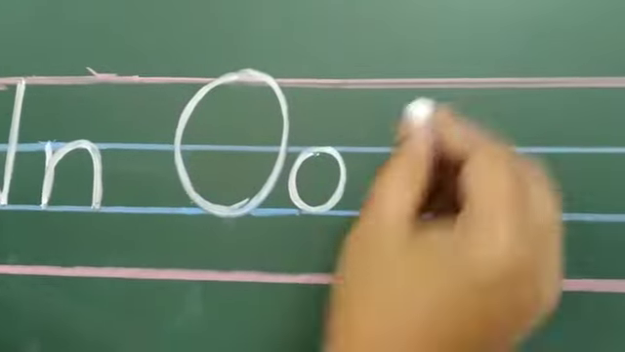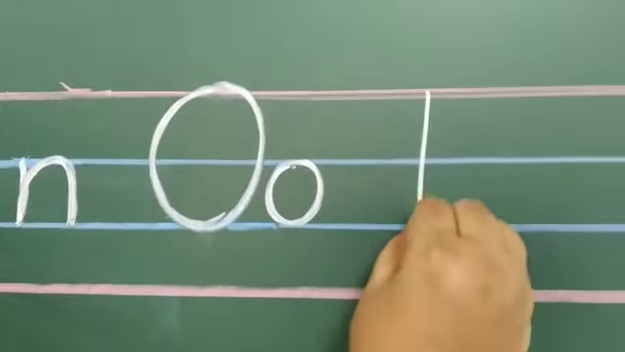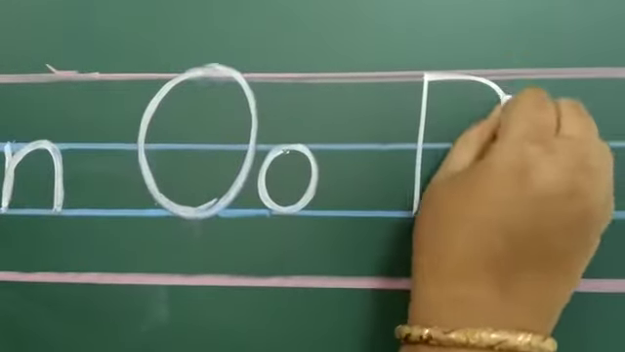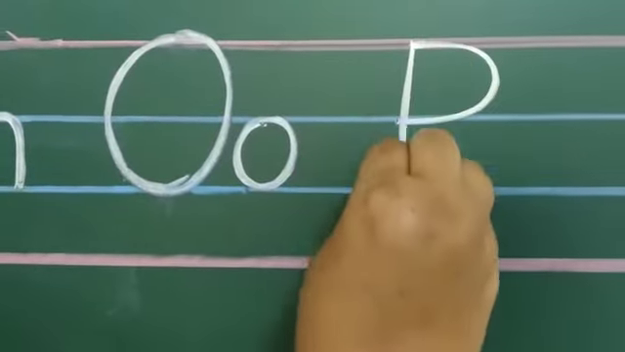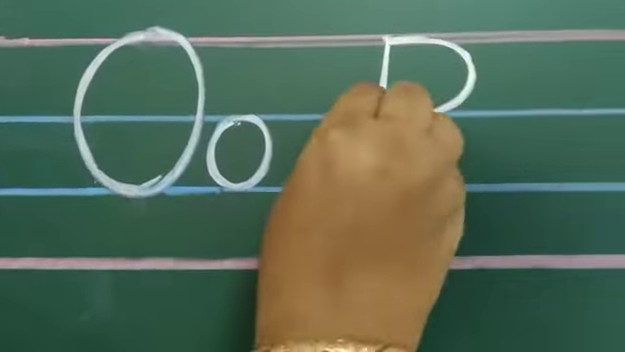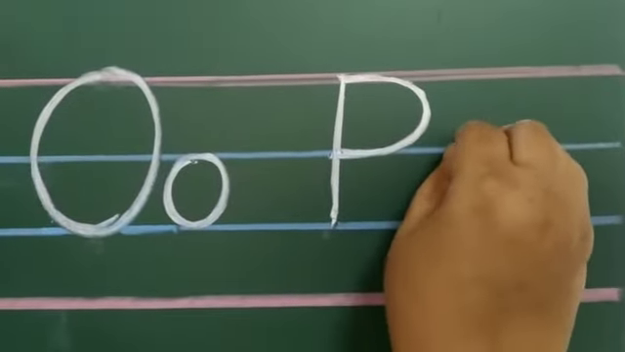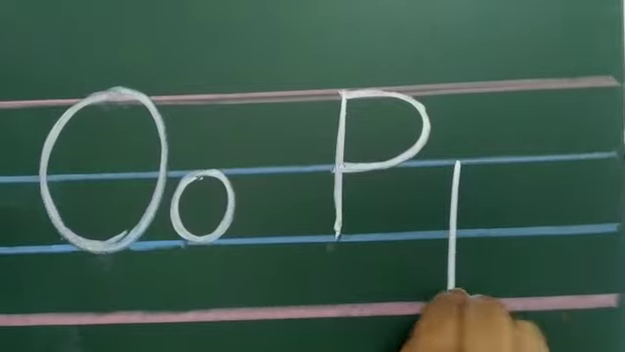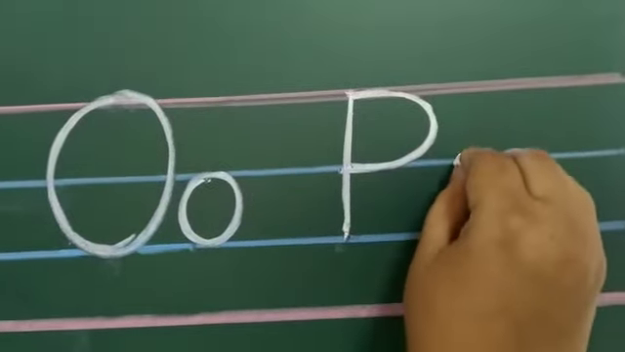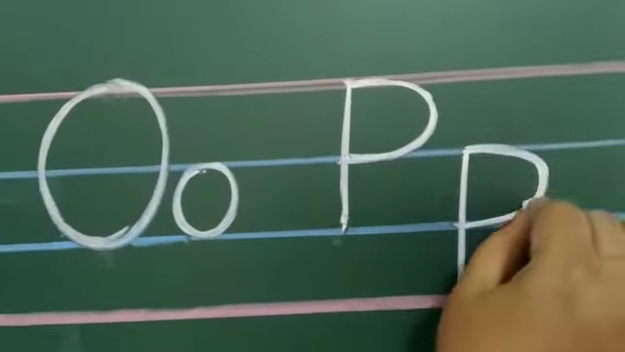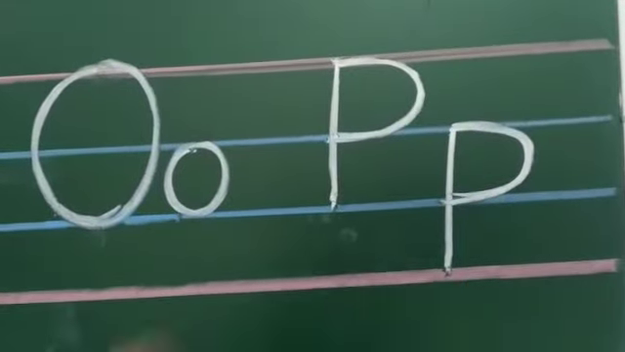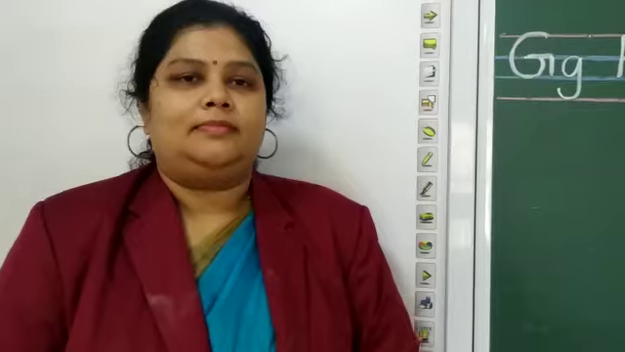Tell me what will be the next letter? Yes, P. Standing line and one right curve. One standing line and one right curve is big P. Now the small p you have to start from the blue line. Blue line to red line and the same thing. Okay, this is big P and this is small p.